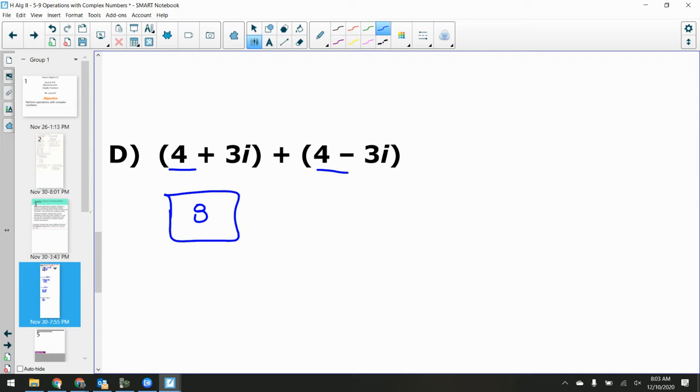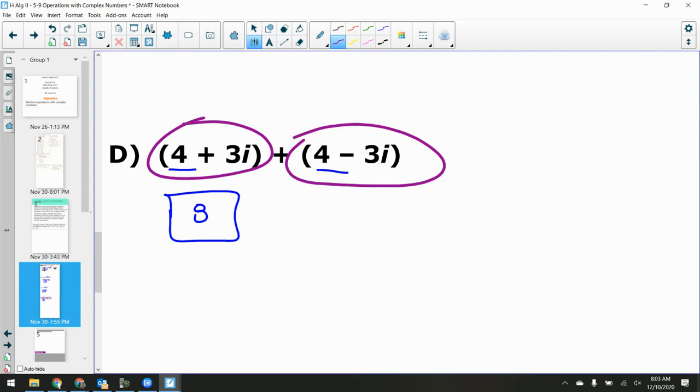Those two things have a special name. What are they? You guys remember what those are called? Additive inverses. No, they're not additive inverses. That was close. What's different about these two? The plus and then the minus. What do you call complex numbers where I change the sign of the inside? The conjugate. Yes, they are conjugates.